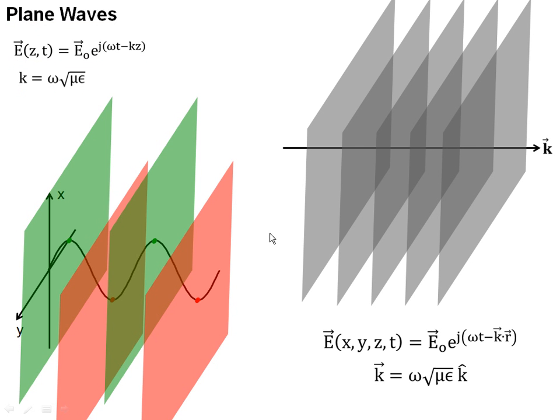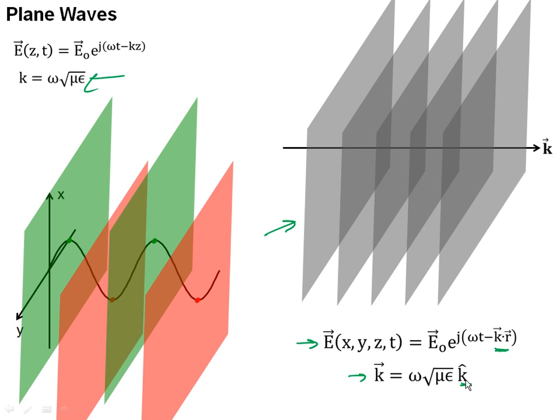We often see plane waves represented as planes like this that overlap, or even as lines in simplistic two-dimensional representations. And in a more general case, we've also learned we can represent the electric field in a plane wave as a vector expression where the spatial phase is given by k dot r, and k in this case is a vector that has a magnitude that's the same k as over here, but it also has a particular direction k hat, which is the direction the wave is moving in.